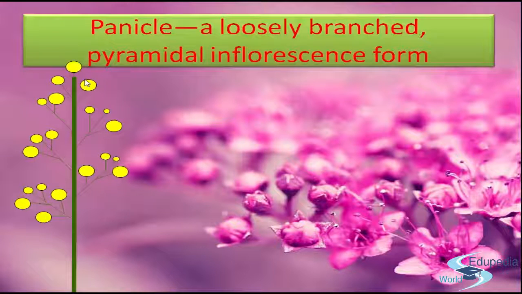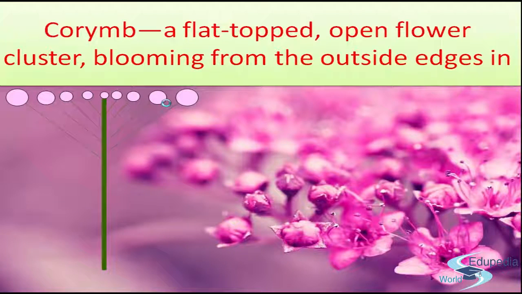On these branches, pedicellate flowers are produced in acropetal succession, and hence it is seen in mango. Okay, corymb. What is corymb? Corymb is a racemose inflorescence with a slightly shortened axis. Okay, a little shortened peduncle is seen here. The older flowers have longer, and the younger flowers have shorter pedicels.